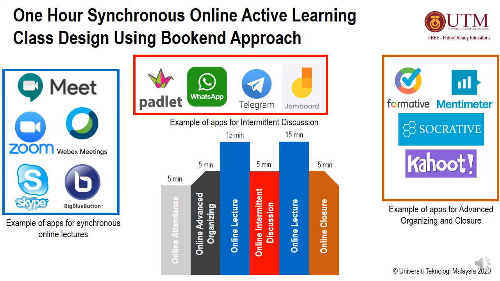Then after that, we will continue with the second part of our online lecture for about 50 minutes. So no problem here, very clear. Then we go to the last part of this activity or under Bookend approach, which we call it closure. This usually will take about 5 minutes. The objective of this activity is to summarize or to close our 1-hour learning.